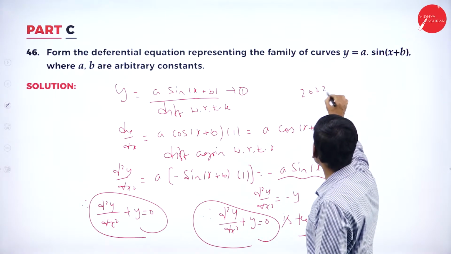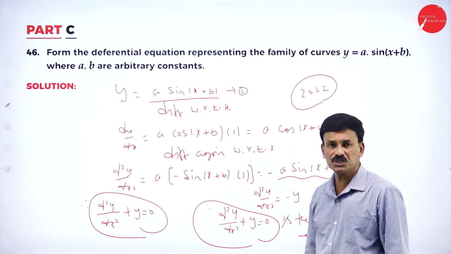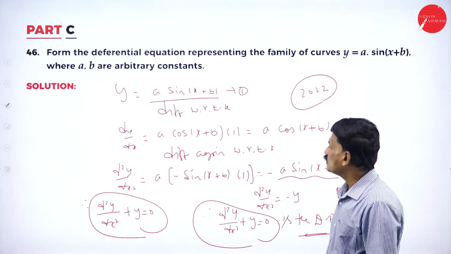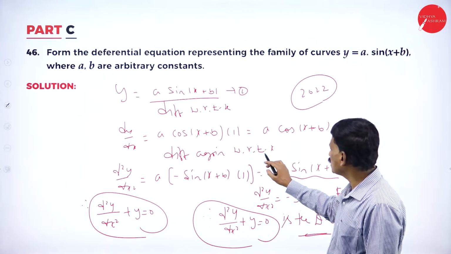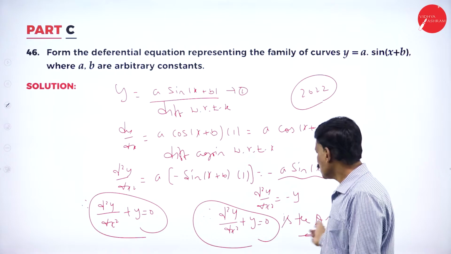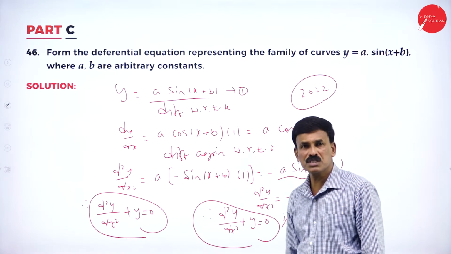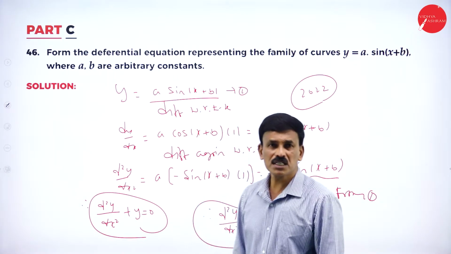You may expect this type of question for your annual examination 2022. Okay. If you differentiate one time, you will get 1 mark. Second differentiation, 1 more mark. Substituting, 1 more mark. 3 marks you will get easily. Okay. Now, let us come to the next problem.